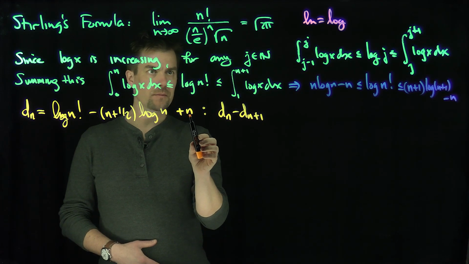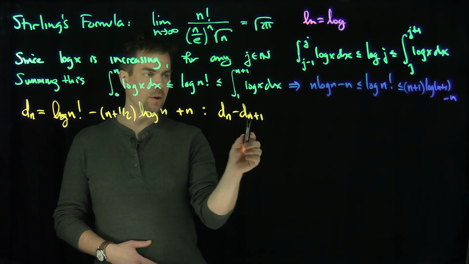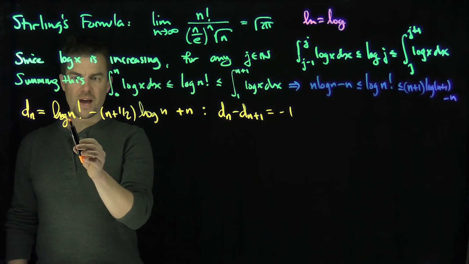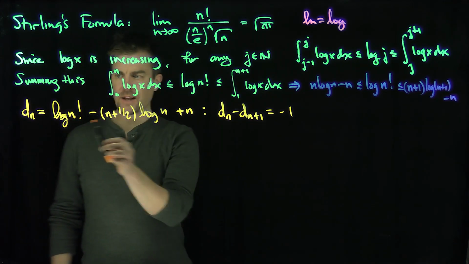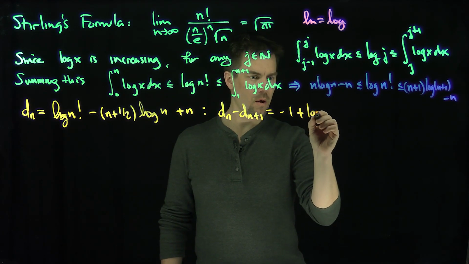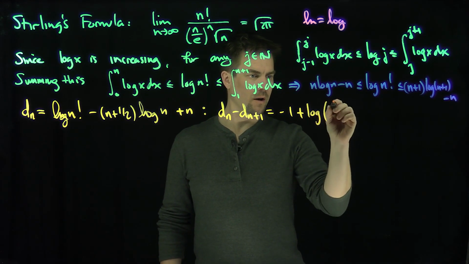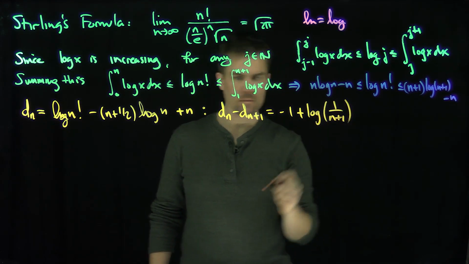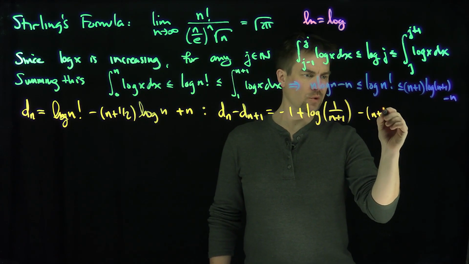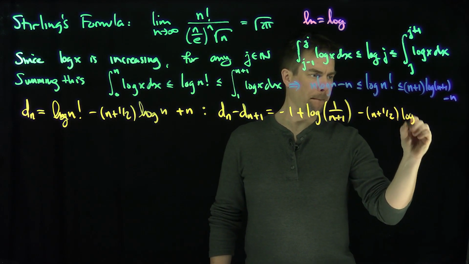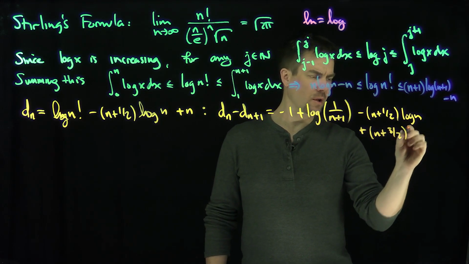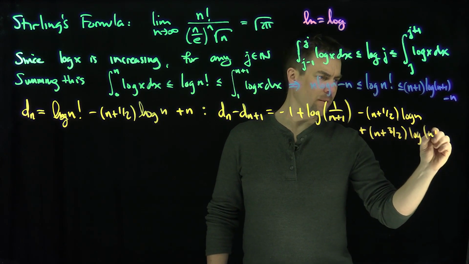So I'm going to have an n, and I'm going to have an n plus 1 with a negative sign, so I'm going to get a negative 1. And then what will we have? We'll have log of n factorial minus log of (n plus 1) factorial. That will give me a log of 1 over n plus 1. And then we'll have a negative (n plus 1/2) log n. And then a positive (n plus 3/2) log (n plus 1).